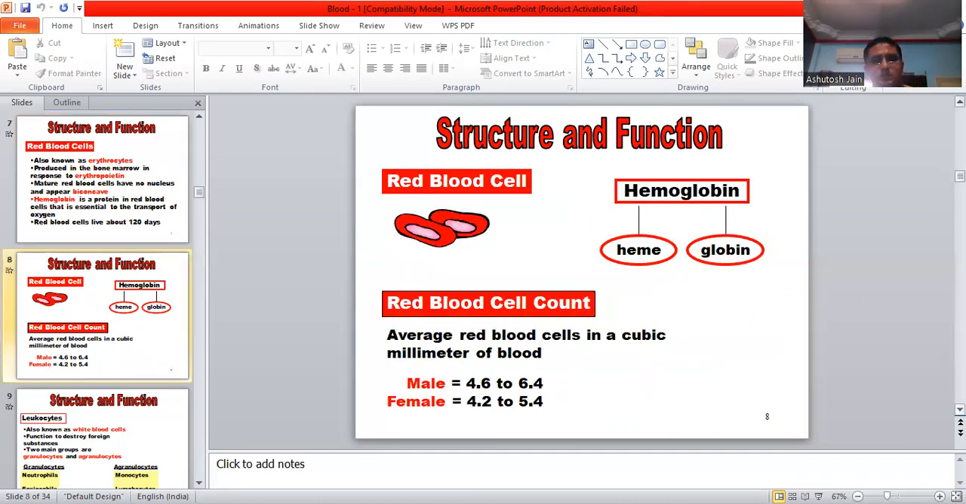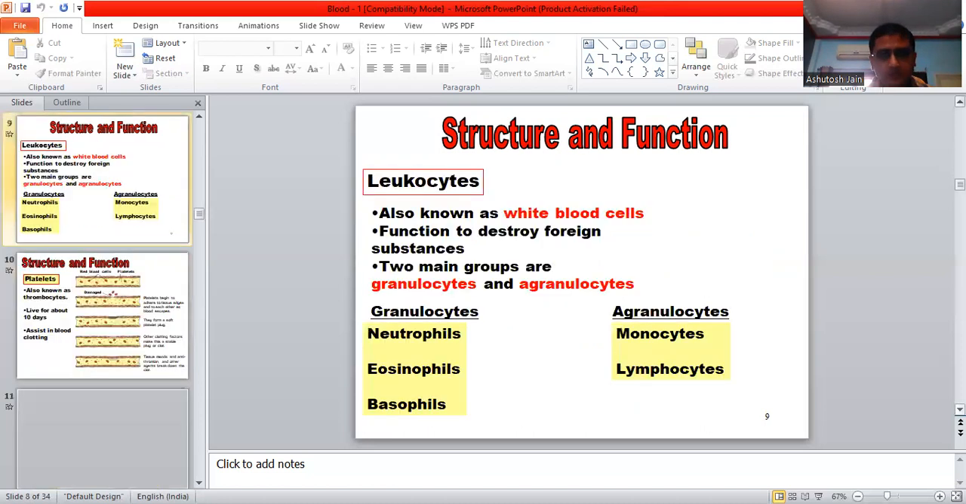This is the structure of the red blood cell. Hemoglobin breaks down. Red blood cell count: average red blood cells in a cubic millimeter of blood. Males 4.6 to 6.4 million per cubic mm. In females 4.2 to 5.4 million per cubic mm.